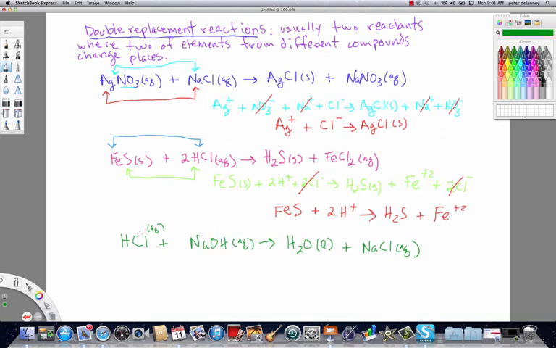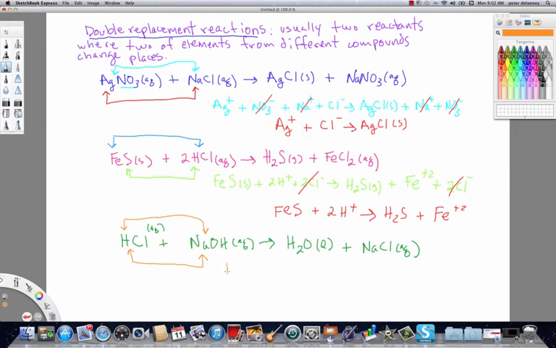So just to go over that definition quickly, a neutralization specifically is the reaction between an acid and a base to produce water and a salt. That's the formal definition. And we see that this is a double replacement because the hydrogen switches dance partners with the sodium, and the sodium switches dance partners with the hydrogen ion.